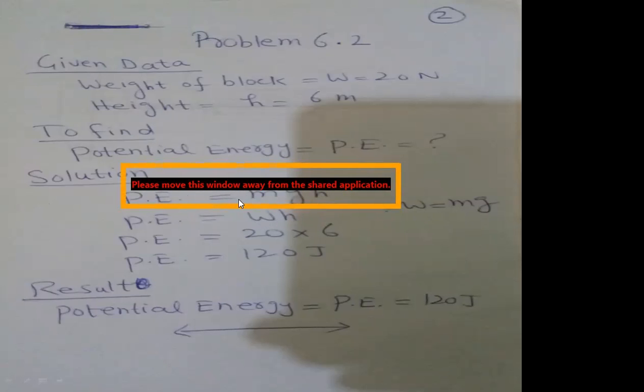Just put the values. W is 20 Newton, which is given to me, and height is also given to me, which is 6. So if I multiply 20 multiplied by 6, I will get 120, and the unit of potential energy is joule.